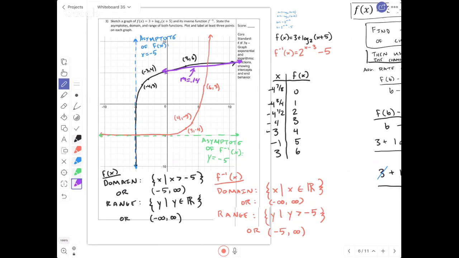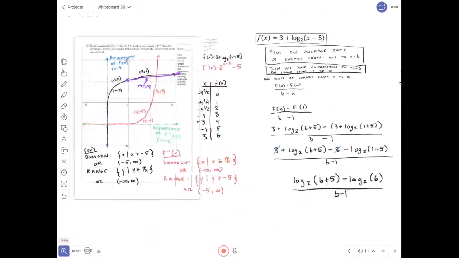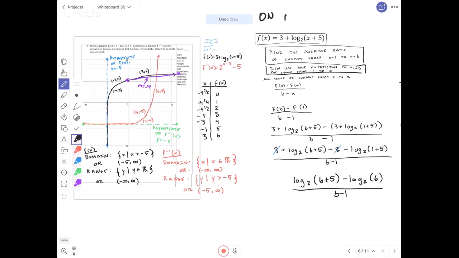Good question, Claudia. Any other questions on average rate of change? So not core.